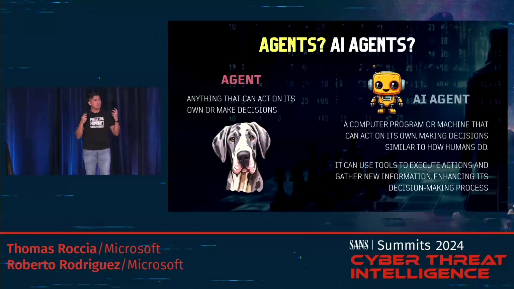That way of reasoning is super powerful for agents. And an agent in general is just anything that can act on its own and make decisions. An AI agent is an agent that will mimic human intelligence and will be able to reason over your question. And then it's going to use tools to access the external world and be able to validate some of this reasoning.